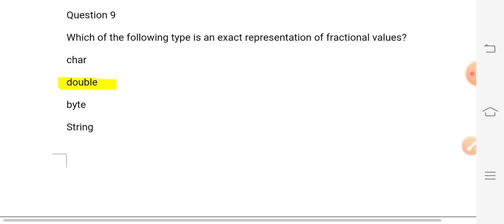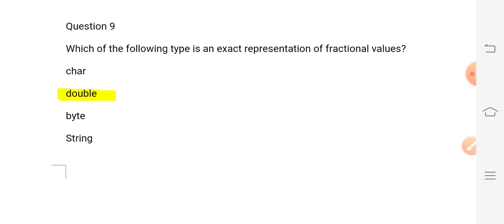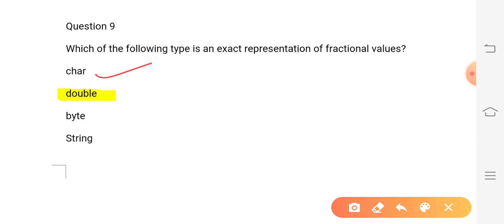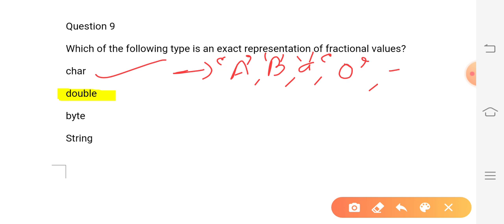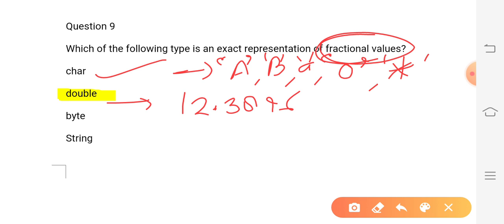Next question, which of the following is an exact representation of fractional values? Fractional values means with decimal points. So character we cannot take as fractional, because characters can be A B C D, small a b c d. Then you can take 0 1 2 3 also, but in single quotes. All this should be in single quotes like this, and any other special character in single quotes. In double we can take something like 12.3896. So it is a fractional value. So double can take fractional values.